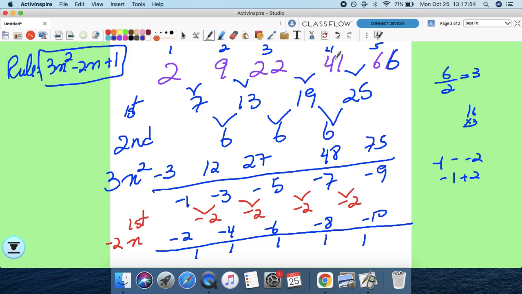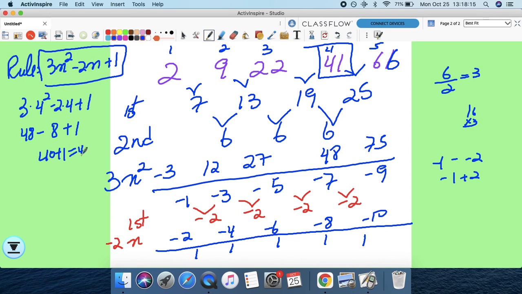So just confirm, pick any two. Let's just pick this one. My fourth term should be 41. So if I plug in 4 in here, I should get 41. So let's do that. 3 times 4 squared minus 2 times 4 plus 1. That's 16 times 3, which is 48. 2 times 4 is 8, plus 1. 48 minus 8 is 40. Plus 1 is indeed 41. Okay? Hopefully that helped. I'm sorry about the mistake the last time.